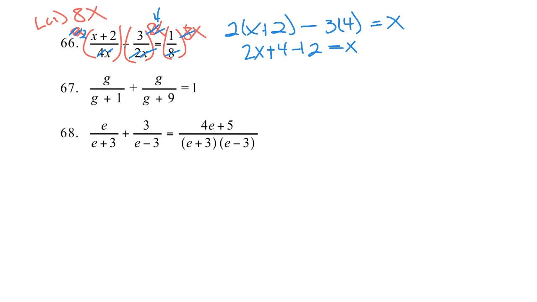And we have a nice linear equation to solve. So I'm going to subtract my 2x. And I get negative 8 equals negative x. So x equals 8. 8 is not going to make the denominator 0, so it's not extraneous.